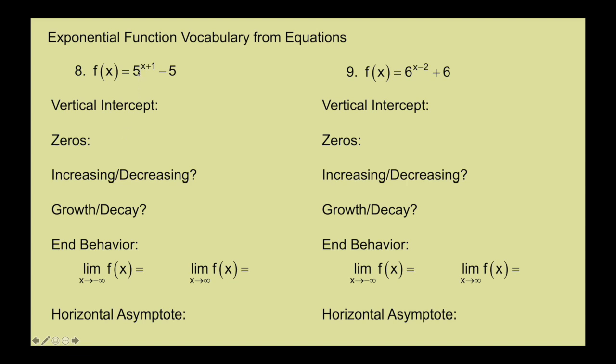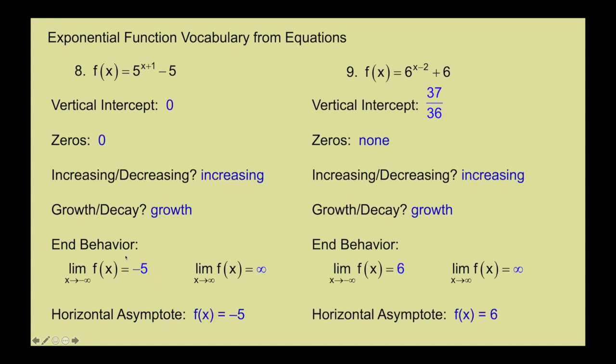As far as increasing or decreasing, because this base is 5 and it's not a fraction, this is going to be increasing. It's also going to be growth then. Now, if we can picture that this is increasing, then I know that on the right side, it's going towards positive infinity. And then these two right here are going to have to match up. Whatever I get for the asymptote is going to be what this side is approaching. And our asymptote here is going to be f(x) = -5. Therefore, this one is going to approach -5 on that side.